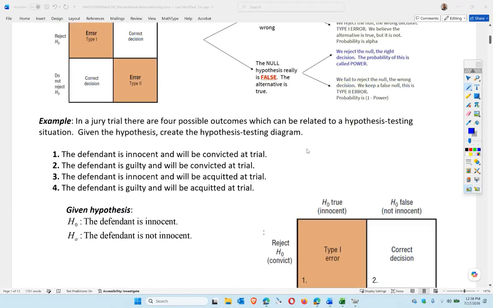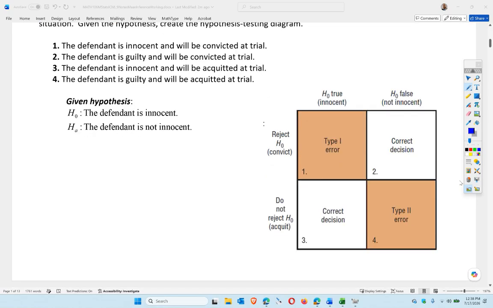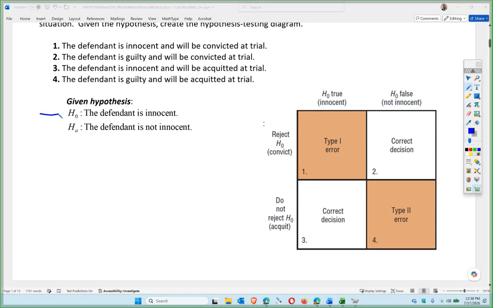So let's take an example of a court case. In a court case, you have to assume that they're innocent, right? And if enough evidence is found, they are not innocent. Otherwise, the alternative is guilty. So the defendant is innocent and will be convicted at trial. Ooh, that's not good. If you're innocent, why would you be convicted? So that's an error, isn't it? That's a type 1 error. So that's a false positive, otherwise known as a type 1.